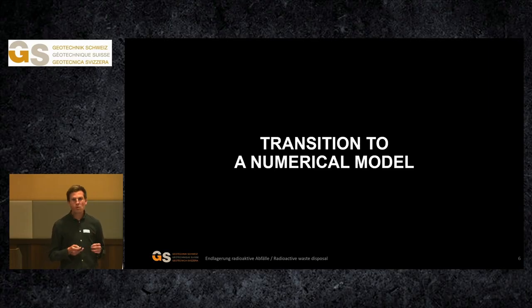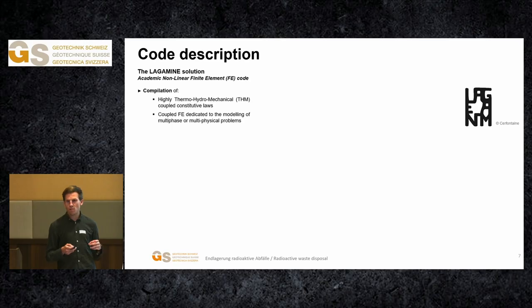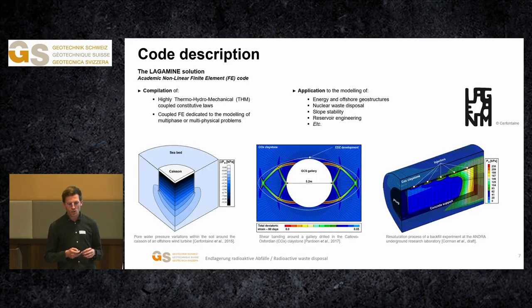So let's now move on to see how this experimental configuration can be translated into a numerical model. First of all, the numerical tool that is used for these simulations is the nonlinear finite element code Lagamine, originally developed at the University of Liège. The Lagamine code compiles specific constitutive laws with finite elements in order to investigate a wide range of civil engineering applications, including the deep geological disposal that is the topic of the presentation.